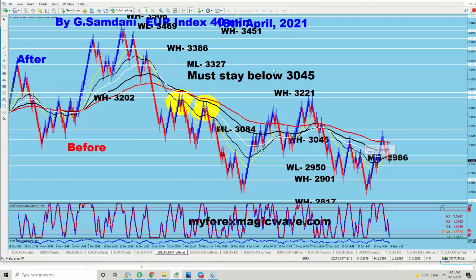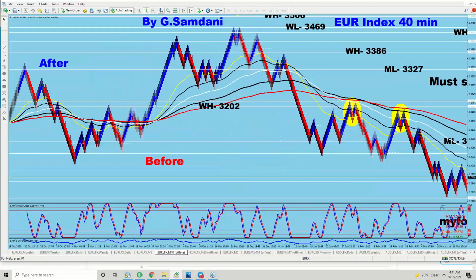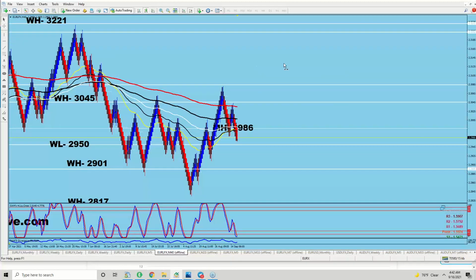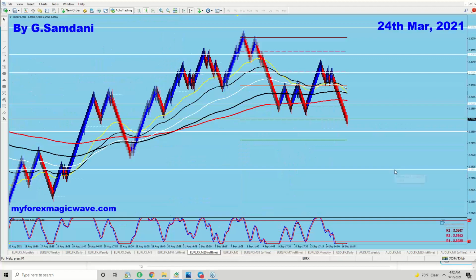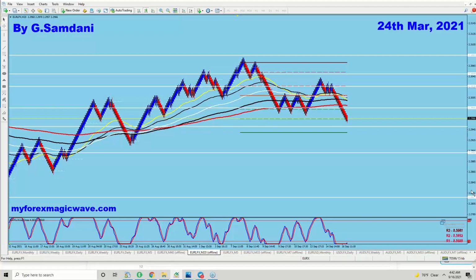It's my 40-minute chart. Pretty messed up, huh? All right, so I'm going to be following that. So that's how 29.86 is. And euro is on the left-hand side in each and every single pair. So euro going down, all the euro pairs going down.